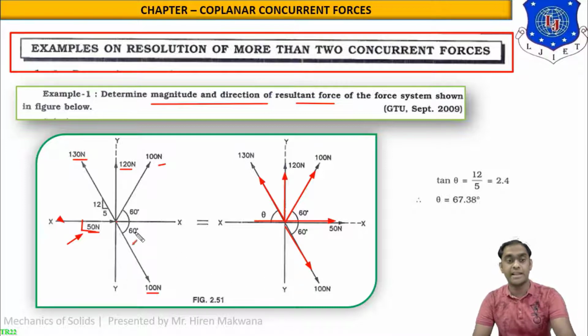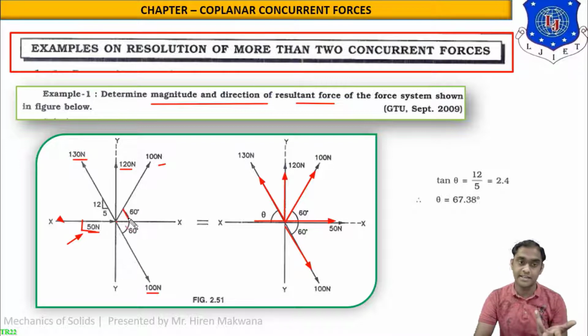What is given in the angle is that this angle is 60 degree. So this angle is 60 degree as it is. The lower angle is 60 degree as it is. But now the 120 is on the y-axis, so it is making 90 degree with the x-axis like this.